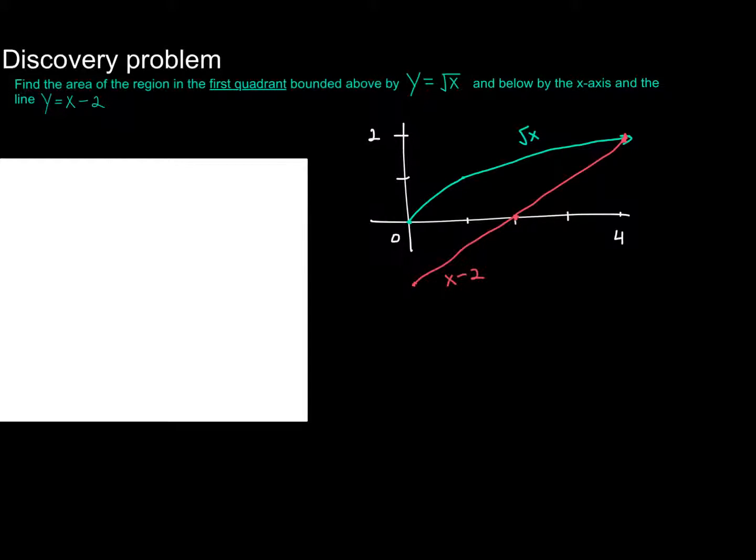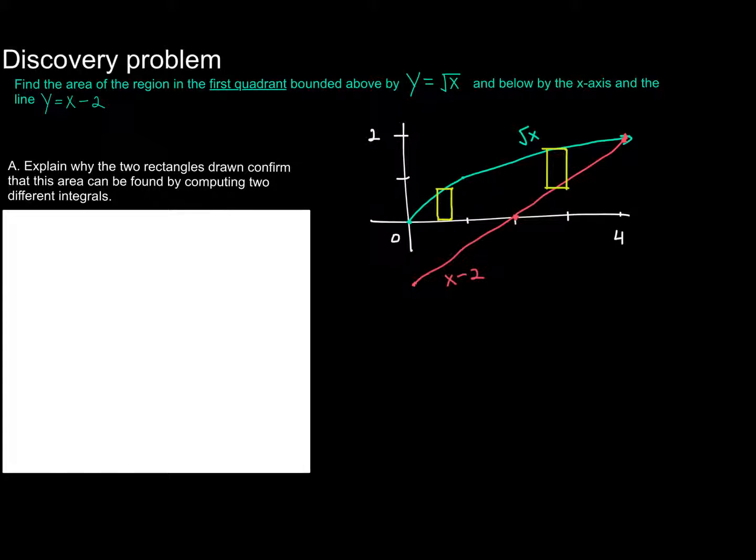All right, so for our discovery problem, we're going to take a look at the last example from the previous lesson. So go ahead and just sketch out this graph once again and rewrite what we're trying to find here, and then go ahead and press play, and we'll take a look at what we're going to do.